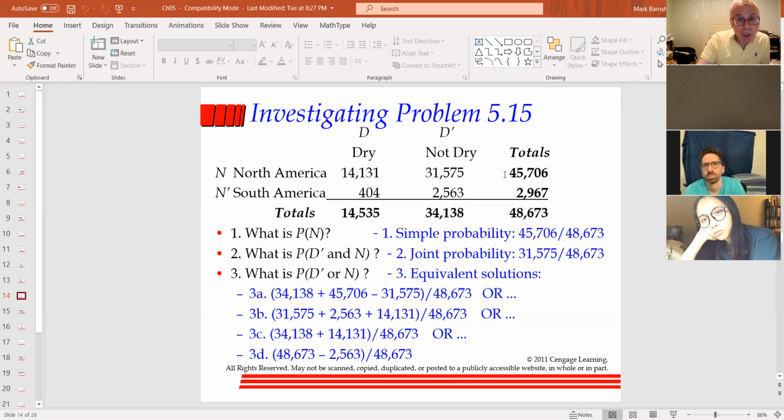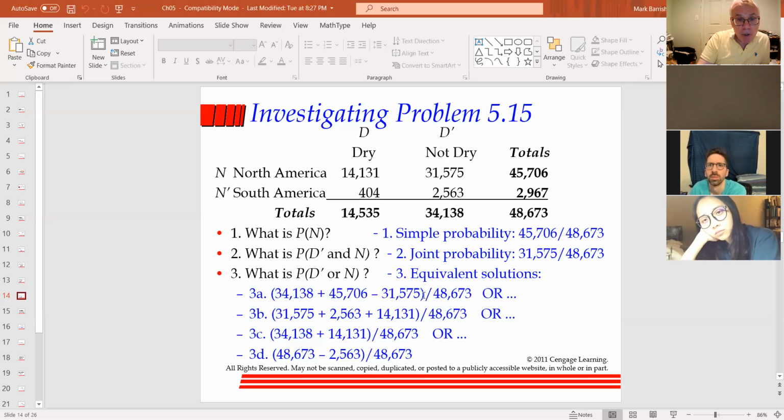Doing it right? Really 2563 plus. Now, I don't think they're doing this problem right. I don't think this is correct. Wouldn't it make sense the way I'm doing it? Not D is this column, right? Yeah. So it'll be the 34,138, or N, which would be this row. And then we subtract out the duplicate. The duplicate between this column and this row is the 31,575. So not quite sure. Are they doing that here? Yeah, they're doing it right here, right? All right. So if you add these two and subtract, that's the correct solution.